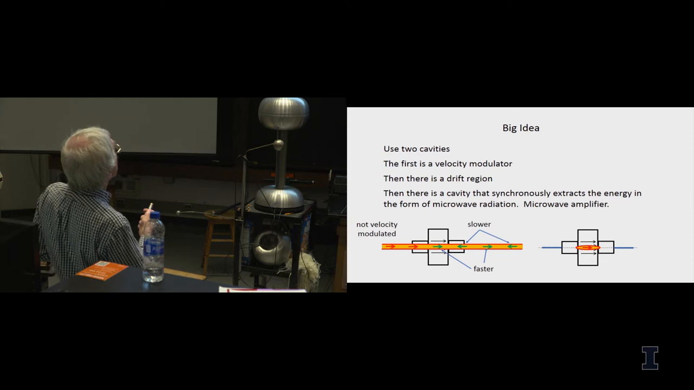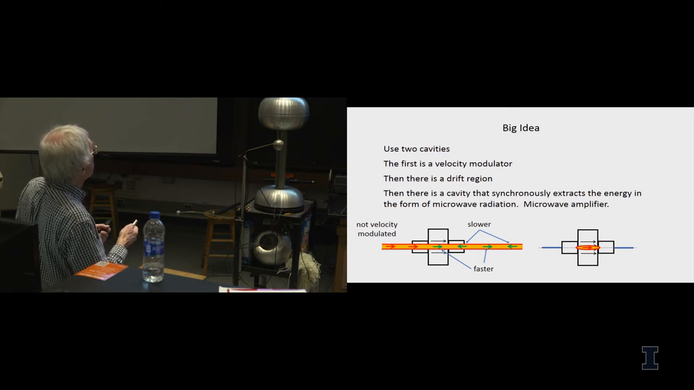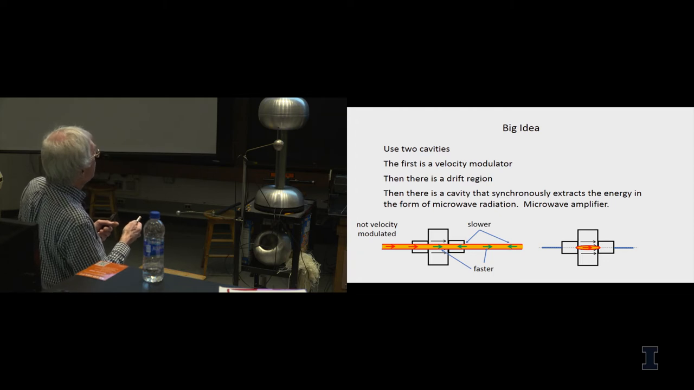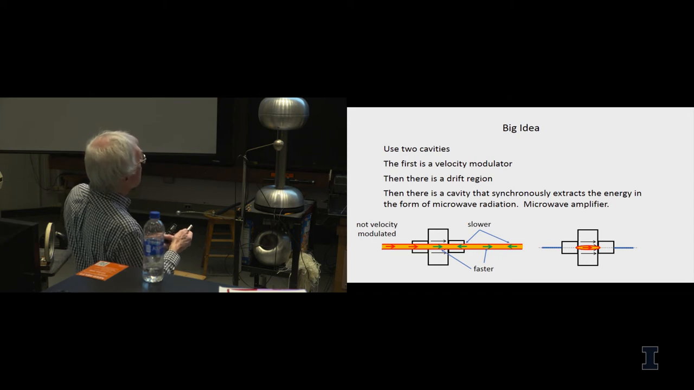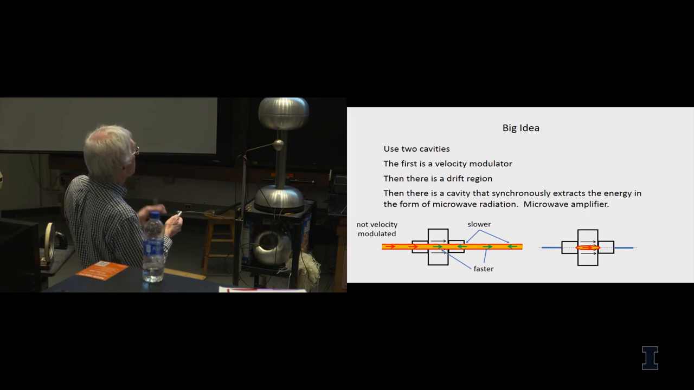And what you do here is you use two cavities. The first one here is a velocity modulator, and you're sending signals into here that oscillate back and forth. And as you look downstream here, you can see that the ones that have already passed through there have interacted with the field here pointing in opposite directions at different points in the cycle. So these ones right here, they've lost energy because they've intercepted the electric field in a direction where the force is opposite to the direction that the electrons were traveling in. These ones right here have done exactly the opposite.